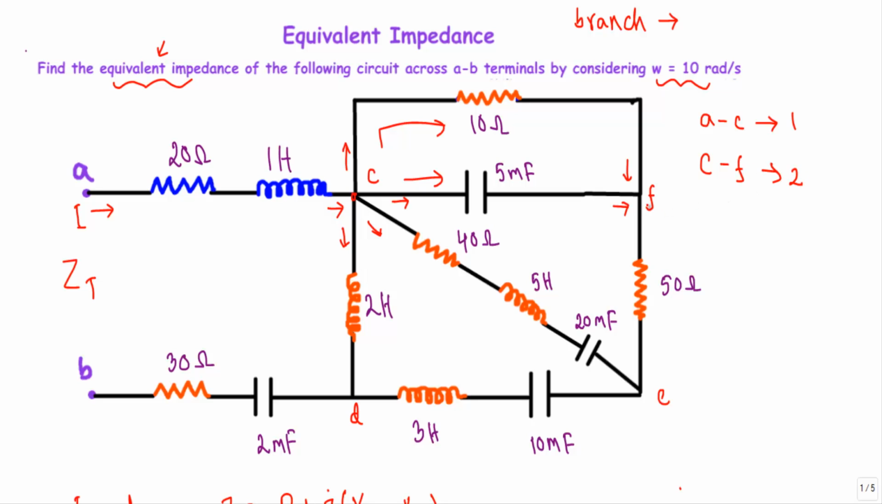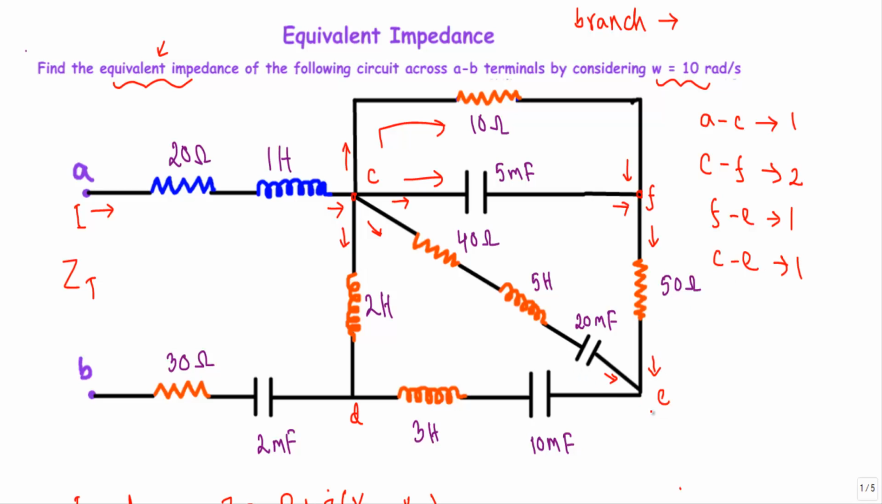Now the 2 currents will get combined at F point and will be outgoing from this F point and entering at this E point. So I can say that from F to E I will get a branch. Now look at this C terminal. This current is outgoing and will be entering at this E terminal. So I will get another branch from C to E terminal.